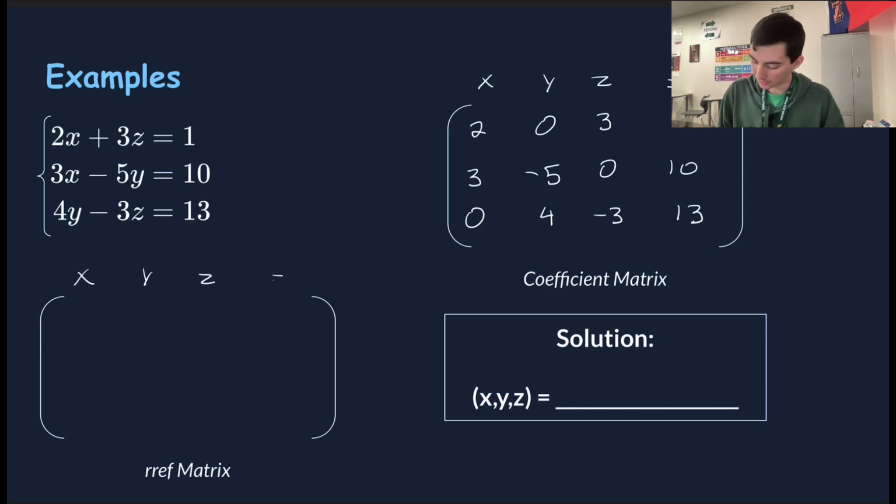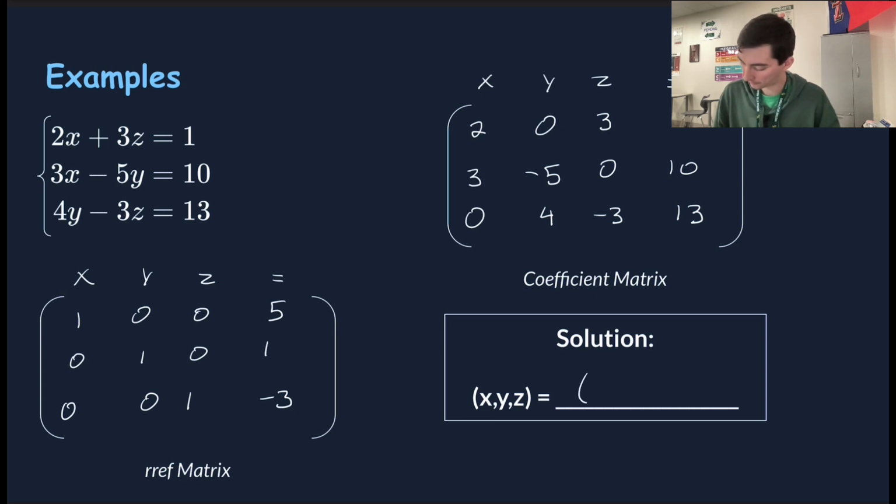We've got x, y, z is equal to 1, 0, 0, 5, 0, 1, 0, 1, and 0, 0, 1, negative 3. So my solution: 1x is equal to 5, 1y is equal to 1, and 1z is equal to negative 3. So my solution is 5, 1, negative 3. And this has been how we find solutions to 3 by 3 systems. Good luck in your practice, and I'll see you in the next video.